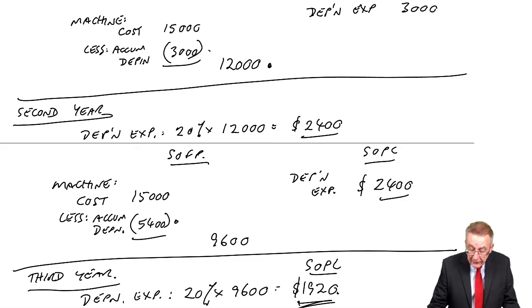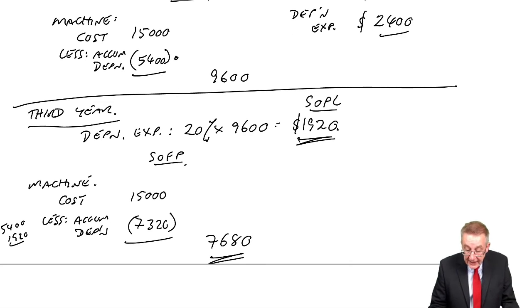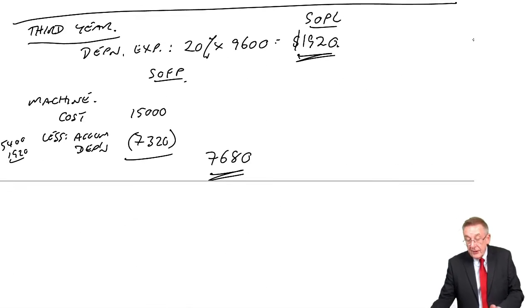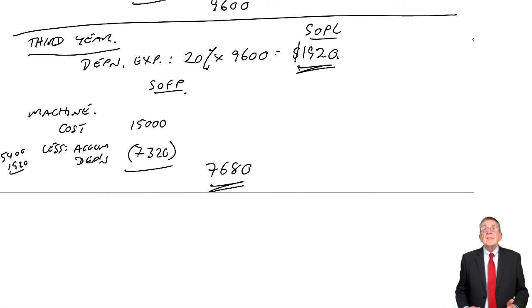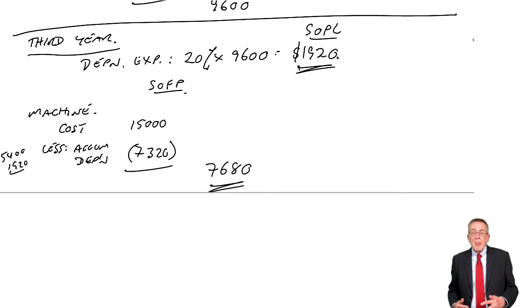It falls a lot in the first year. Next year, only... No, I've lost it, sorry. First year was 3,000. Second year, only 2,400. And third year, only 1,920. Some people regard it as being more realistic and prefer it.